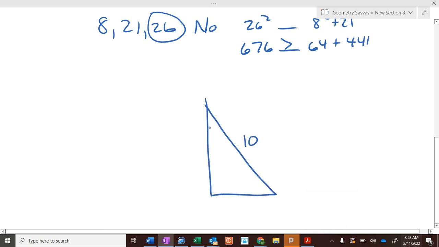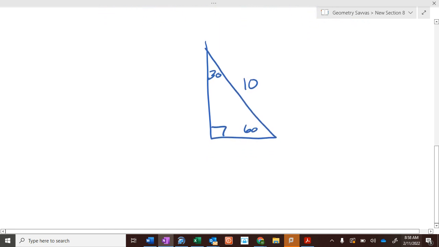Your hypotenuse of a 30, 60, 90 is 10. What are the other two sides? If your hypotenuse of a 30, 60, 90 is 10, what are the other two sides? Which side do we always find first in a 30, 60, 90? The short side. Looking at the chart here, okay, what's the short side compared to the hypotenuse going to be?